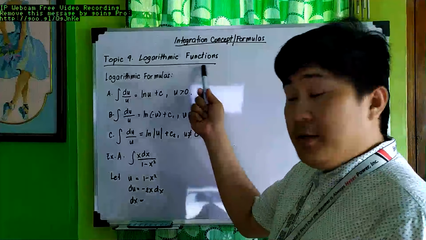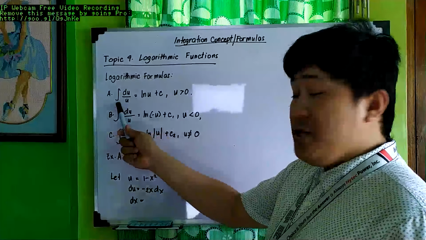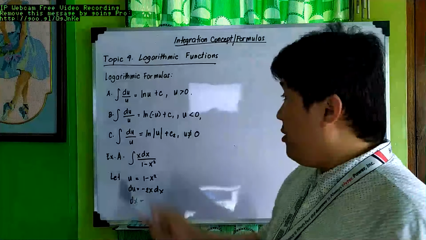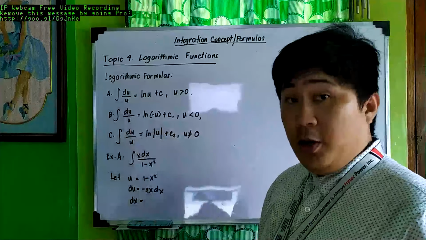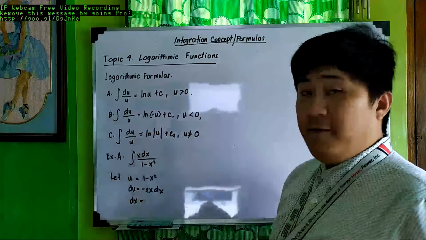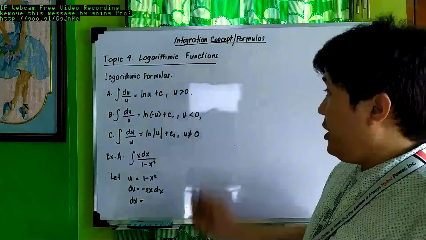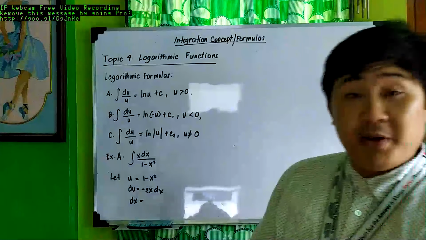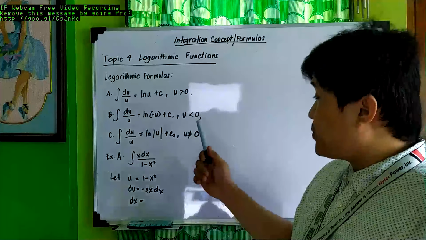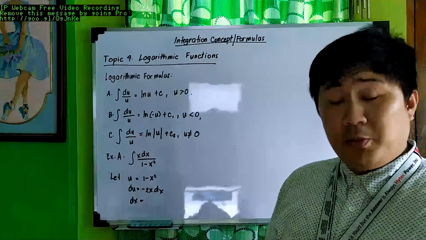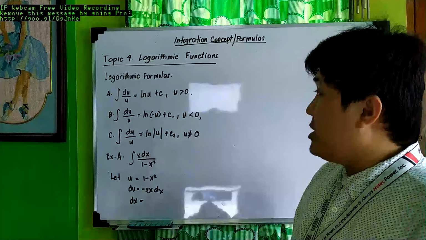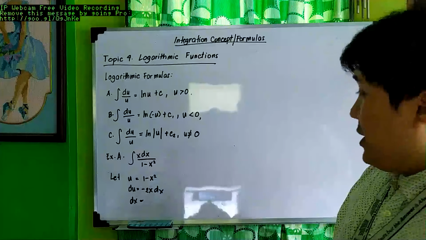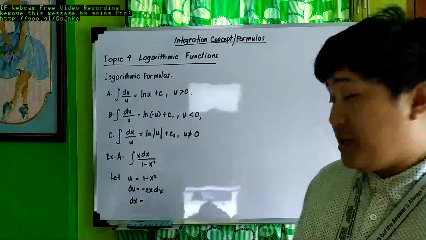Logarithmic functions are integrals of any quotient whose numerator is the differential of the denominator, and the result is the logarithm of the denominator. In front, you can see three different formulas for logarithmic functions. The most commonly used is the first one. So let's try to have some examples.